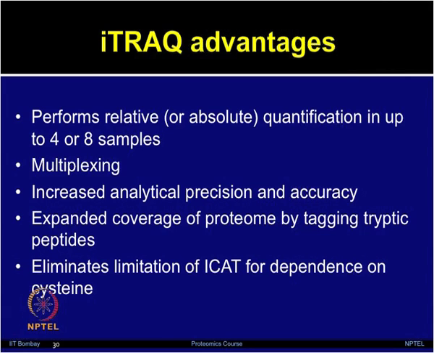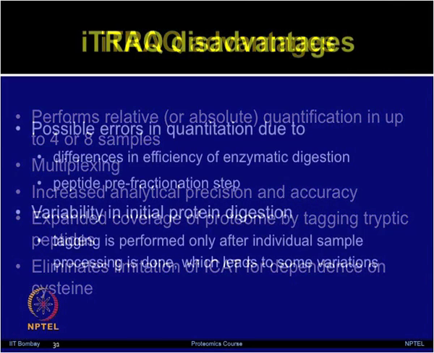This method performs relative and absolute quantitation in up to 4 or 8 samples. It gives good multiplexing capability. It increases the analytical precision and accuracy. The expanded coverage of the proteome can be obtained by the iTRAQ method by tagging the tryptic peptides. It eliminates the limitation of the previously discussed method, the ICAT, for dependence on cysteine residues, but this method has several disadvantages as well.